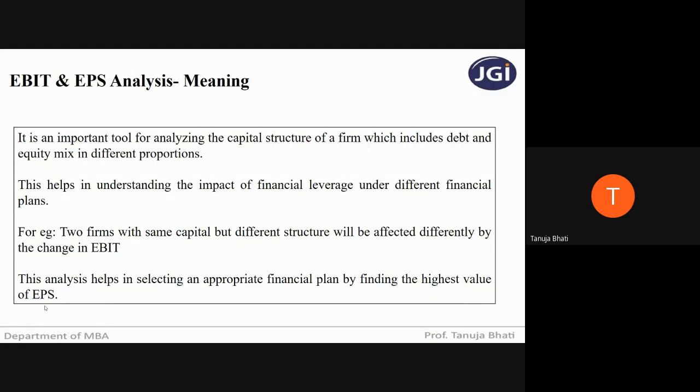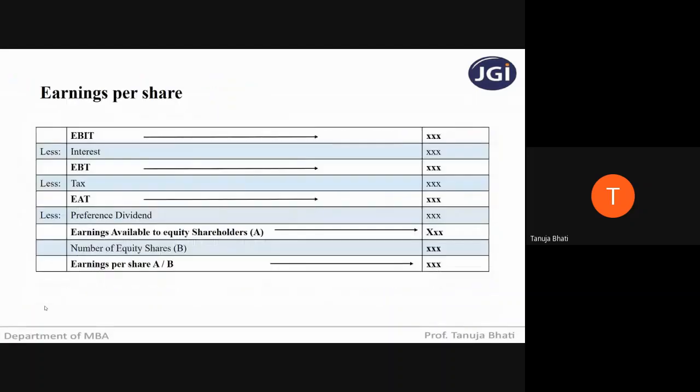So I'll tell you what exactly happens in EBIT and EPS analysis. They will set before them different financial plans. When I say different financial plans, I mean different combinations and different structures for raising the funds. Out of these combinations they will select that particular structure where the EPS, that is earnings per share, is going to be high. So for us it is very important to know how we reach this EPS. How do we calculate this EPS? So let us see how we calculate earnings per share.